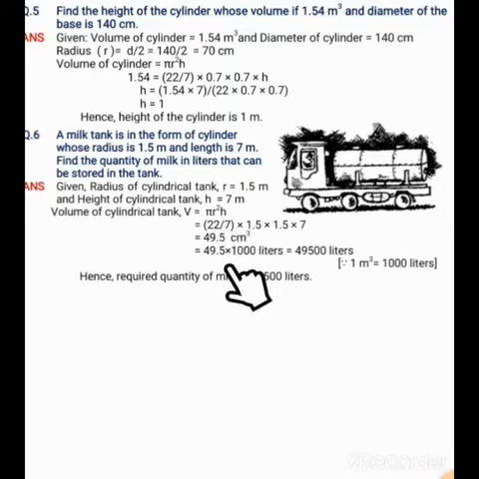So what is the volume? It means 49,500 liters. Why? Because 49.5 meter cube is our answer. But before that we have to convert volume from meter cube to liter, that is 1 meter cube equals 1000 liter. So 49.5 multiply 1000 liter, that is 49,500 liters. Hence the required quantity of milk is 49,500 liters.